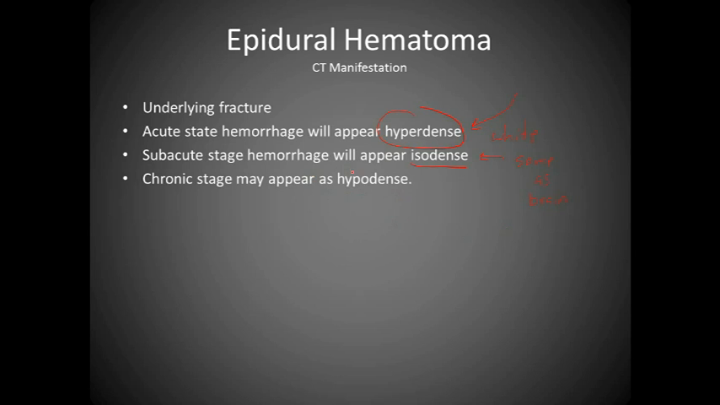And then a chronic stage, which is several months or years, is going to appear as black. And so just simply by judging what it looks like will kind of give us an indication of what stage we're in.